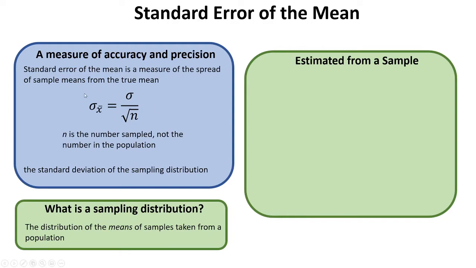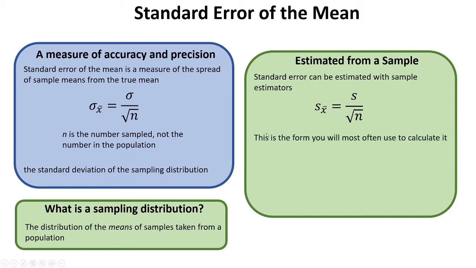And so the standard error of the mean, you generally won't know the true standard error of the mean because you won't know the true standard deviation, right? You don't know the population standard deviation. And so you'll be estimating it. The standard error of the mean can be estimated with sample estimators. So you would have your sample standard deviation and the number in your sample, and you would use that to estimate your standard error of the mean. This is the formula most often used to calculate it.